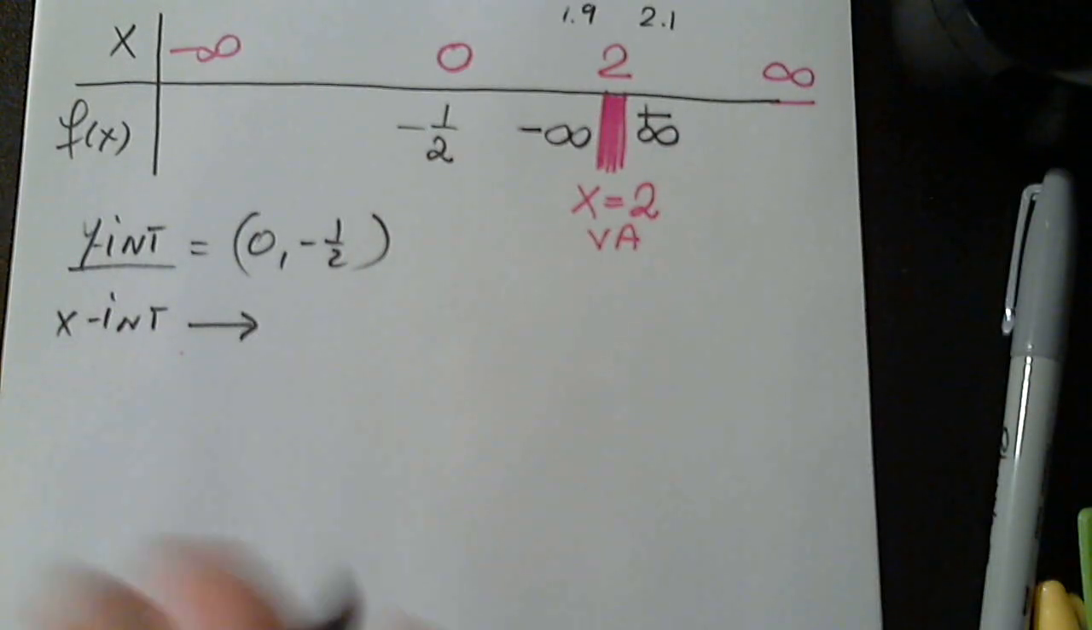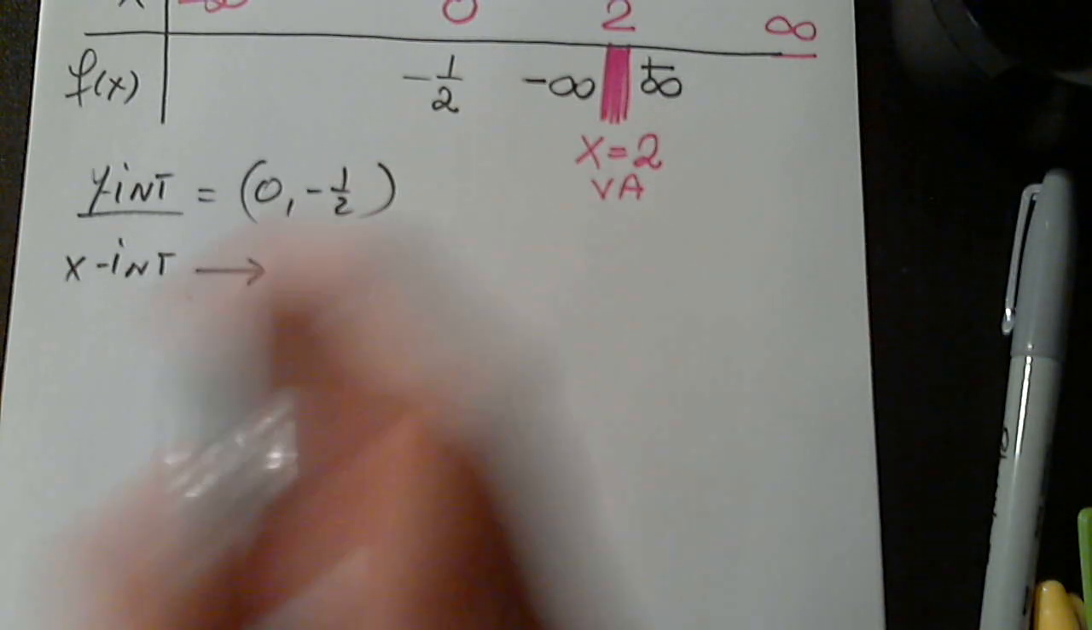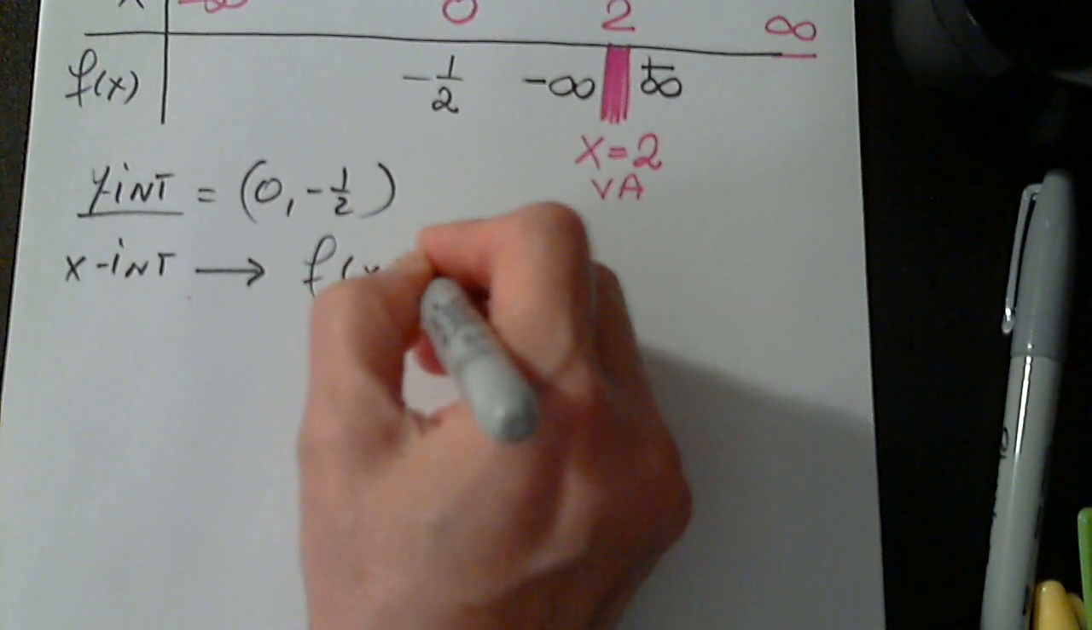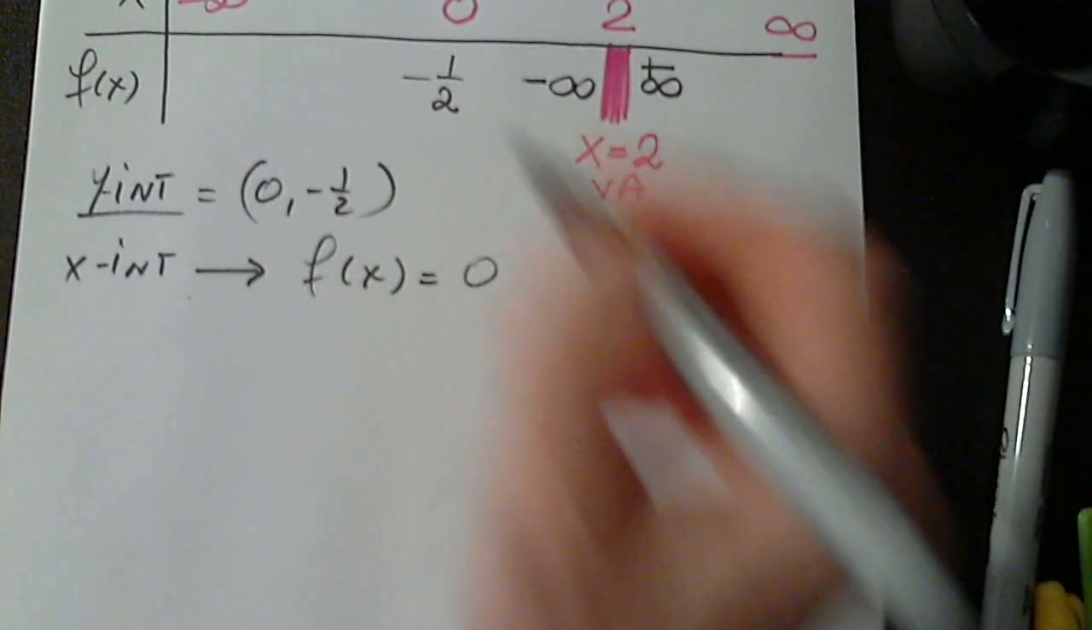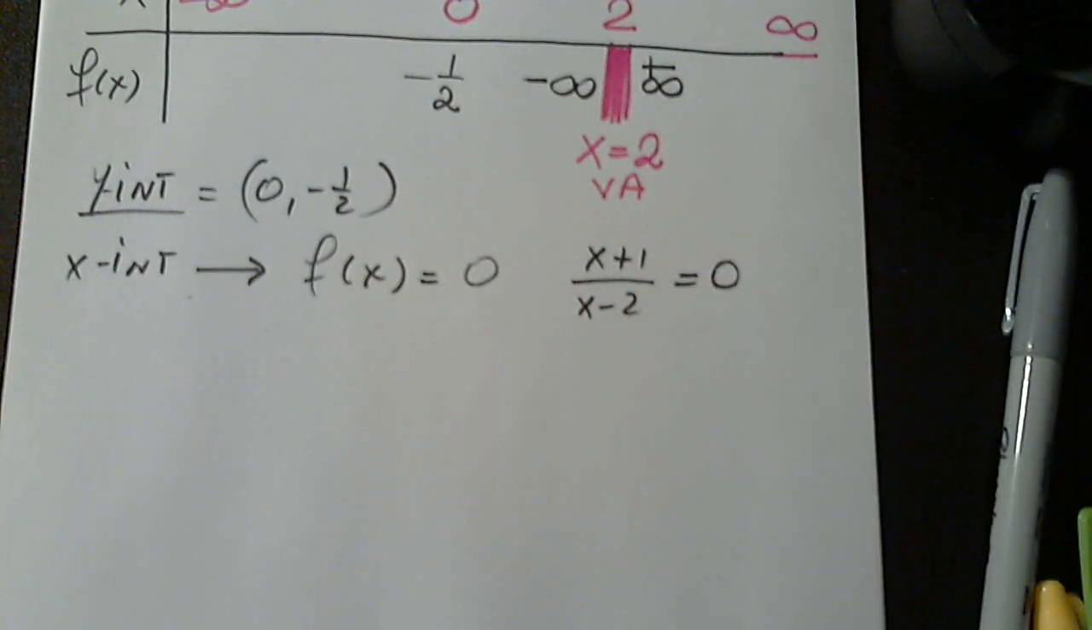How do we find the x-intercept for any function? We know that. Set the function equal to 0. Excellent. Thank you so much, Kevin. So the function equal to 0. When is a fraction 0? When x equals -1. Yes, very good.